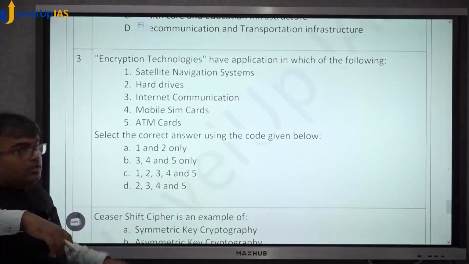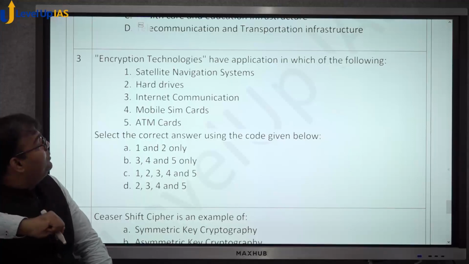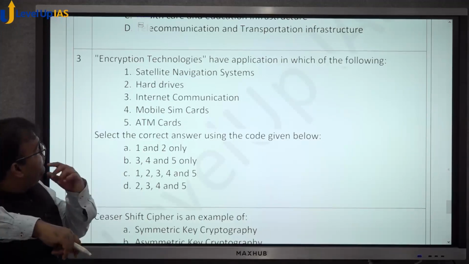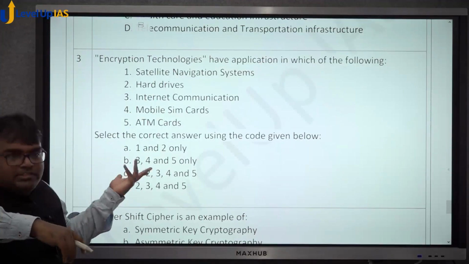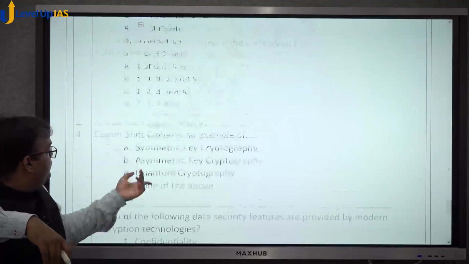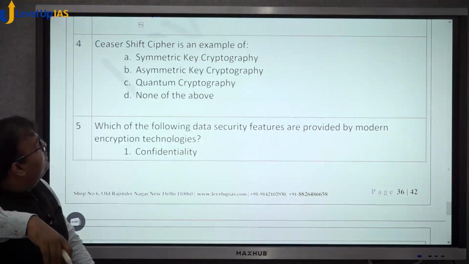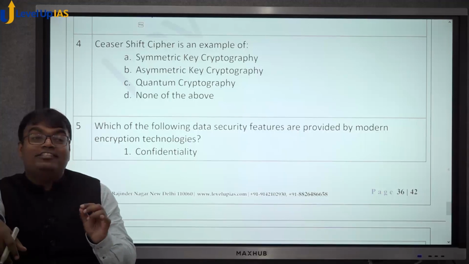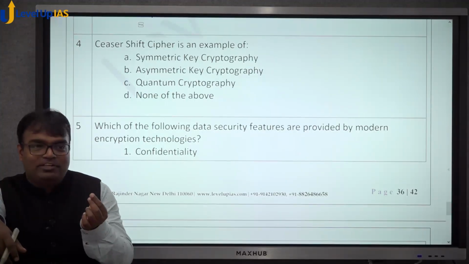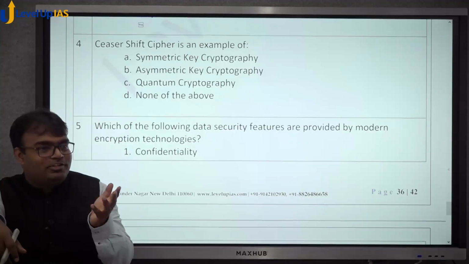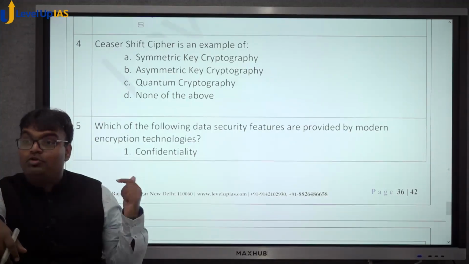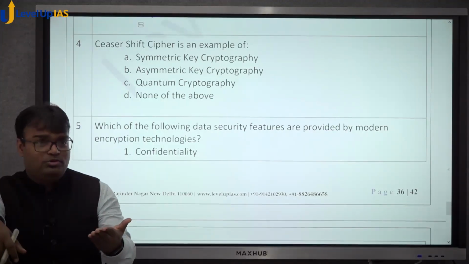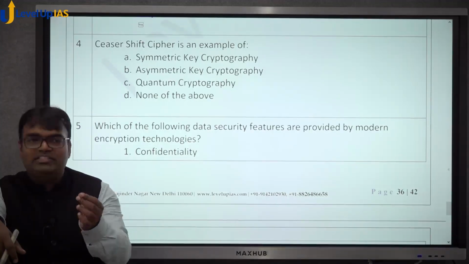Question number 3. Encryption technologies have applications in which of the following? All? Satellite navigation system, hard drive, internet communication, mobile SIM cards, ATM card. Everywhere it would be used? Okay. Caesar shift cipher is an example of symmetric key cryptography. It's symmetric. See, because we understand what symmetric key cryptography is, and because we understand what Caesar shift algorithm is, those are very basic things. We are able to solve it. The moment we had not studied it, you would have felt like something complex has been asked. These are very simple things.